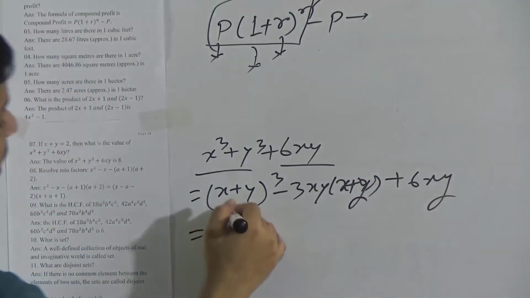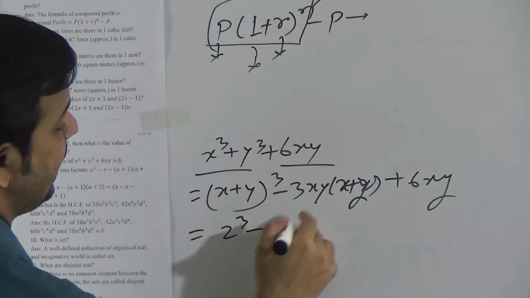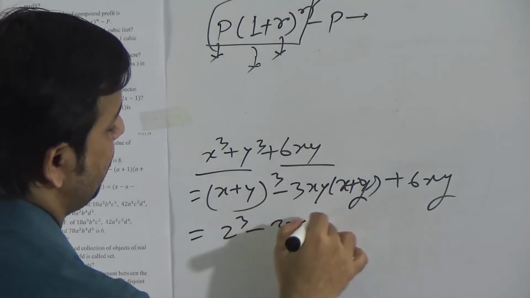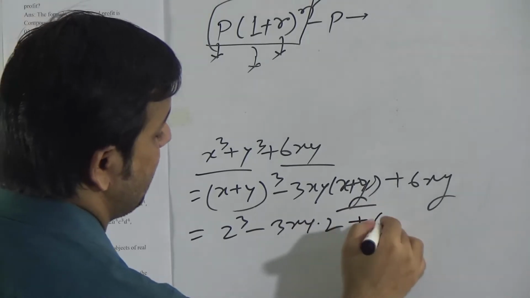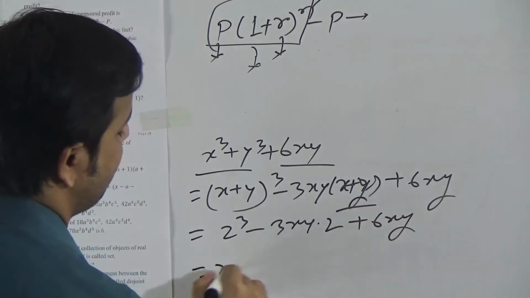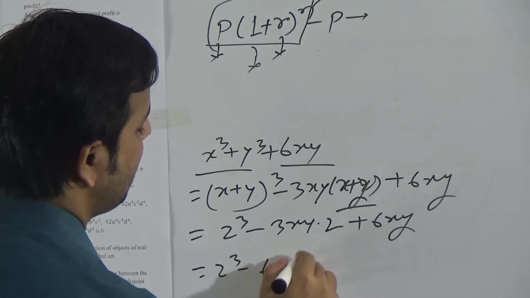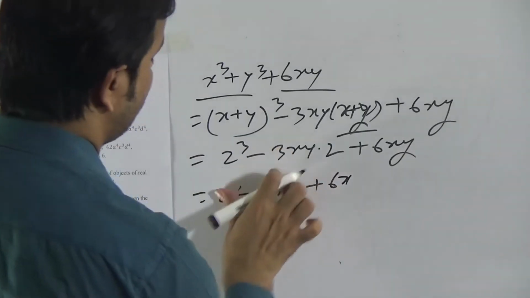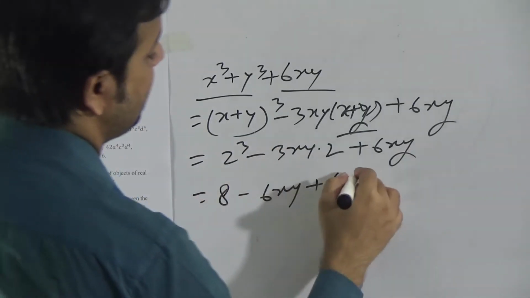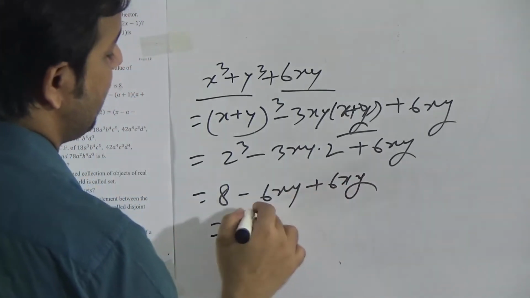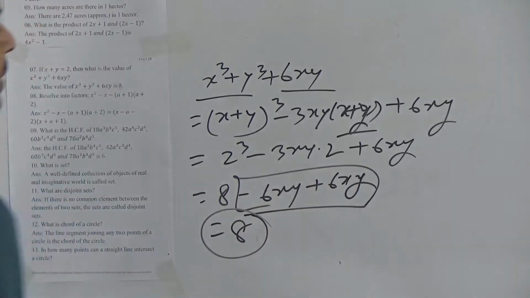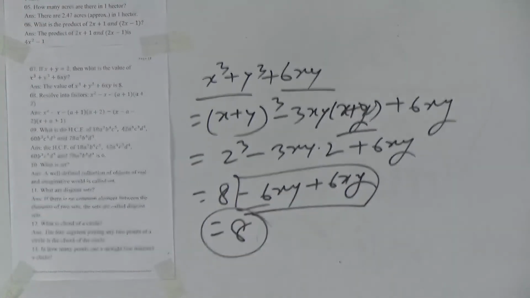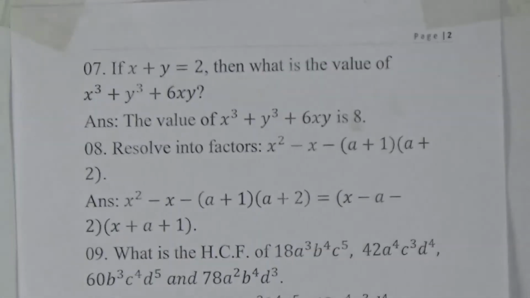So you can put the value here: 2 cube minus 3xy into 2, since the value of x plus y is 2, plus 6xy. It means 2 cube minus 6xy plus 6xy. 2 cube means 8, we can write here. So we can say these two vanish, only 8 will remain. So the required value of this expression is 8 when x plus y equals 2.